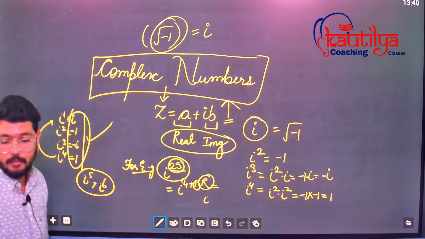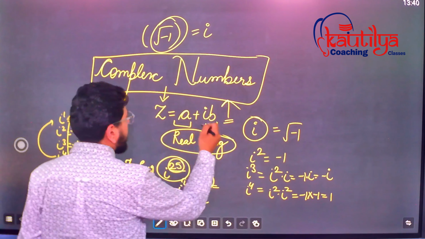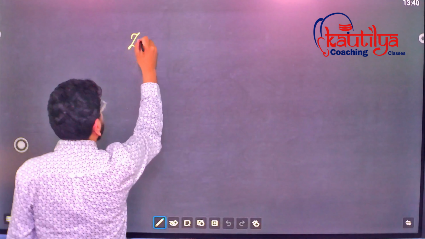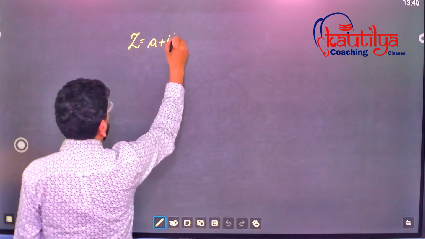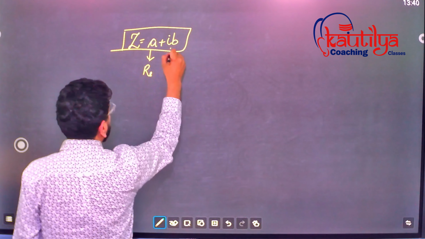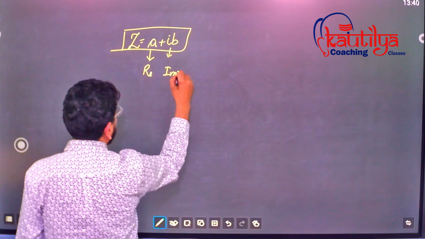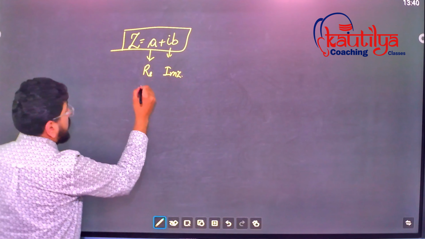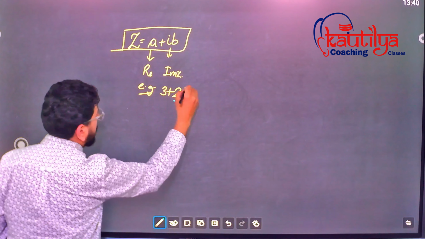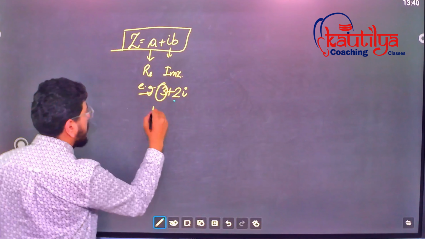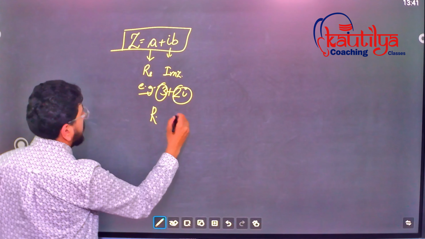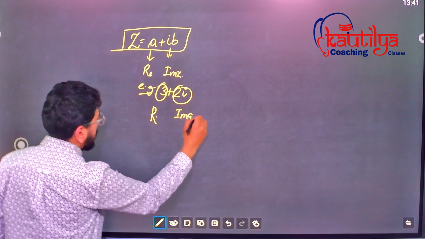Okay, now moving to the example for the real and imaginary parts. A complex number is a plus iota b. It will give you the real term and the imaginary term. For example, 3 plus 2 iota, where 3 is the real number and 2 iota is the imaginary number, right?